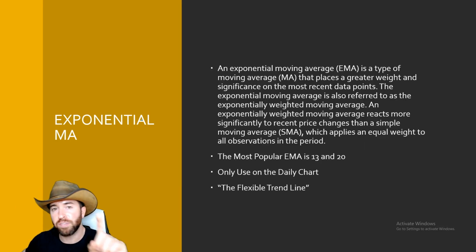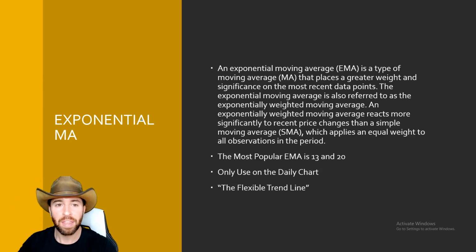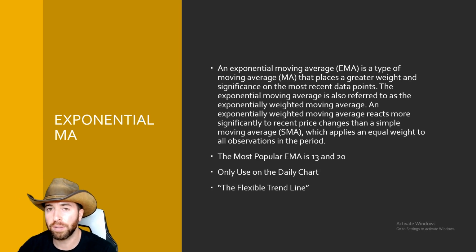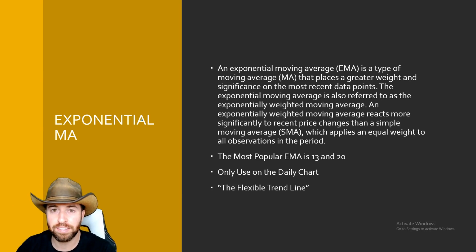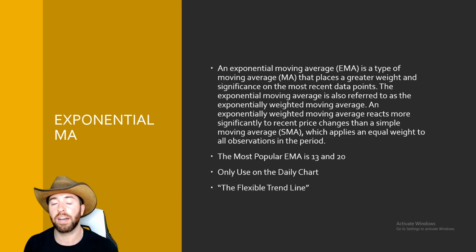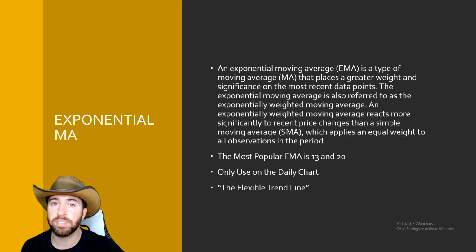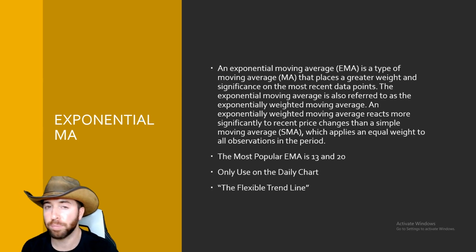So we also have one other overlay that we always like to be using, and that is the exponential moving average. Now, a lot of traders always ask me, Dek, is the 50-day moving average SMA or is that EMA? The 50-day and 200-day moving averages are SMA, which stands for simple moving average. So those are the most popular simple moving averages. The exponential moving average is something slightly different.